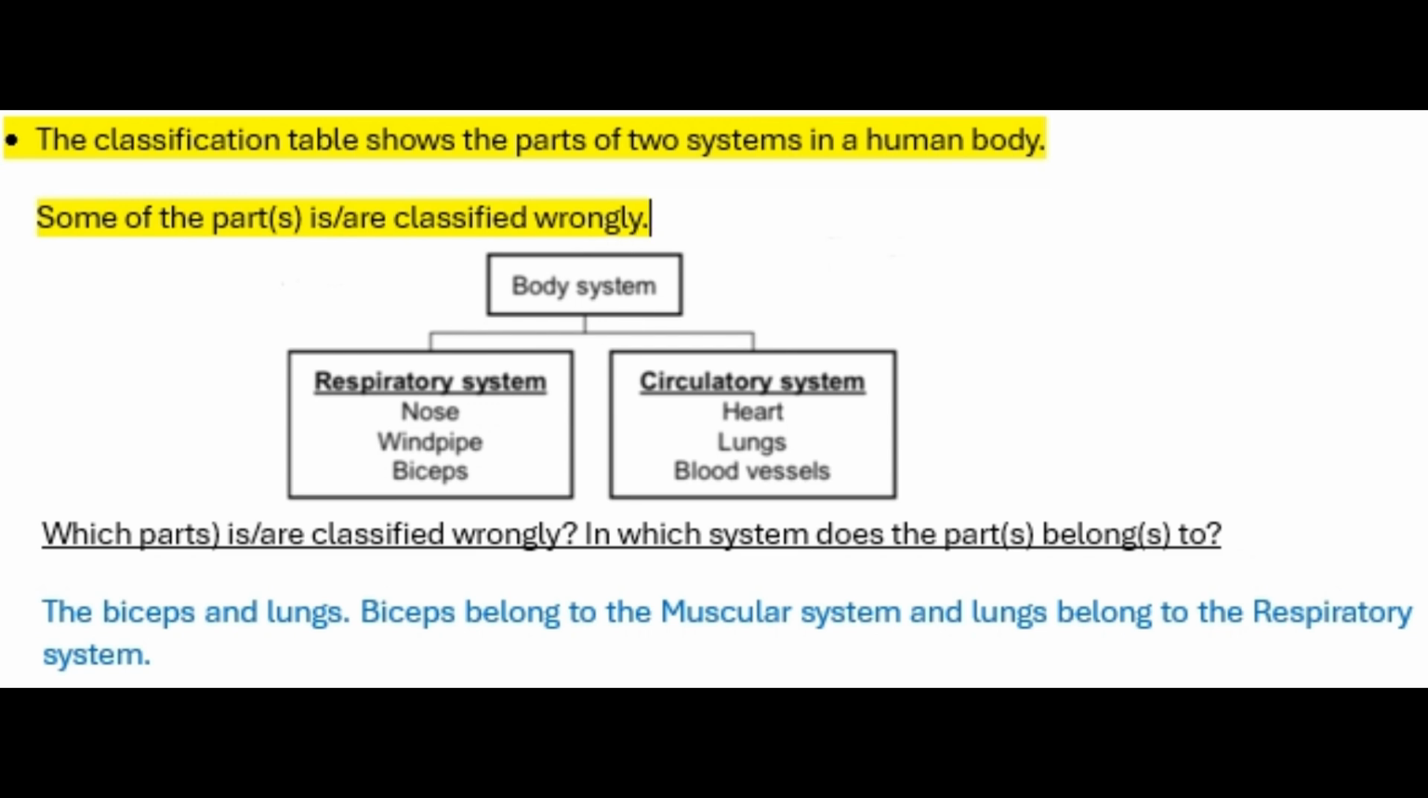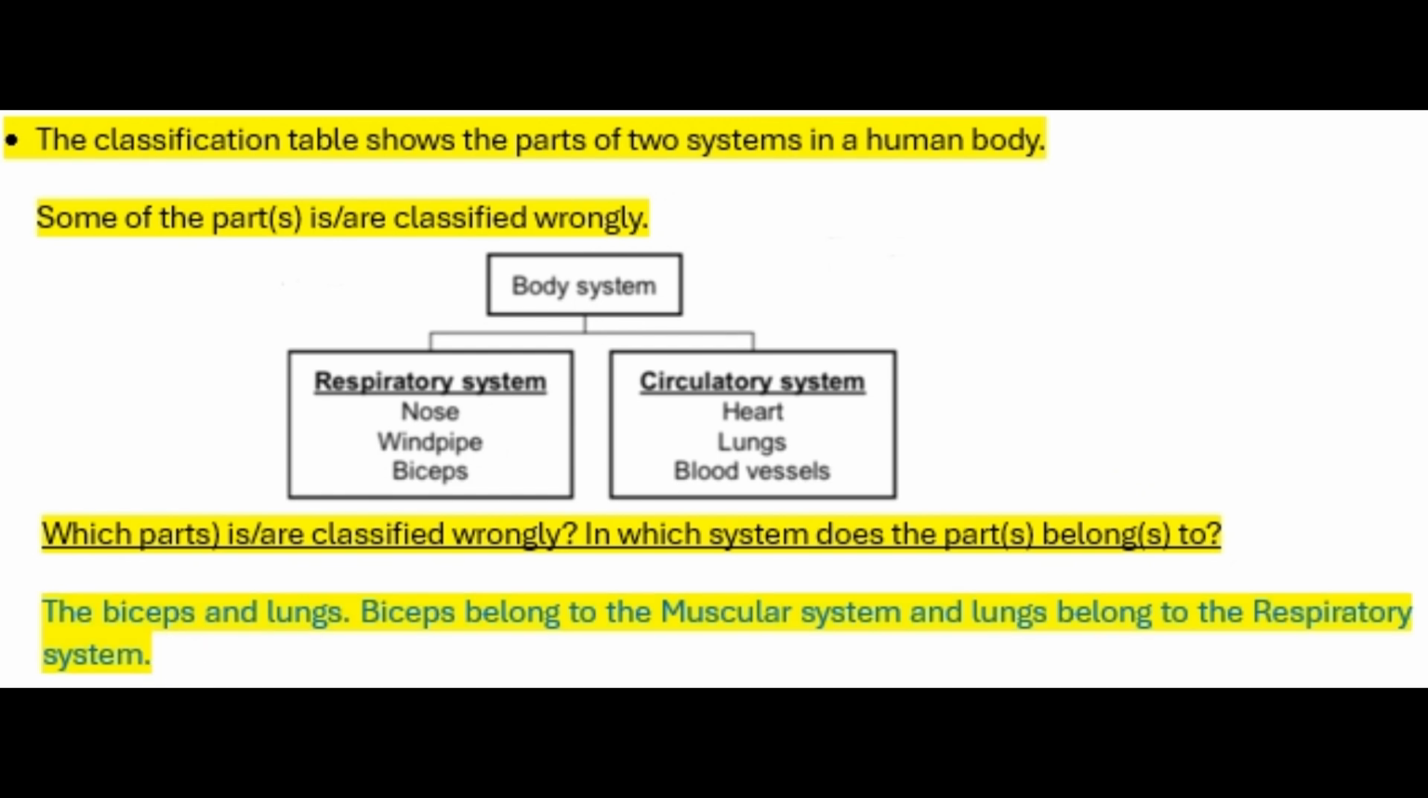Which parts are classified wrongly? In which system do the parts belong? The biceps and lungs. Biceps belong to the muscular system and lungs belong to the respiratory system.